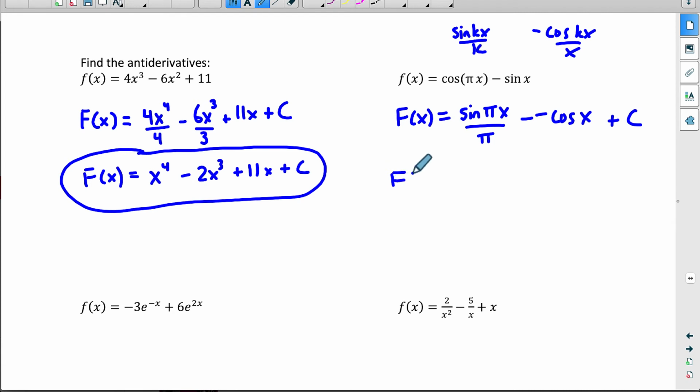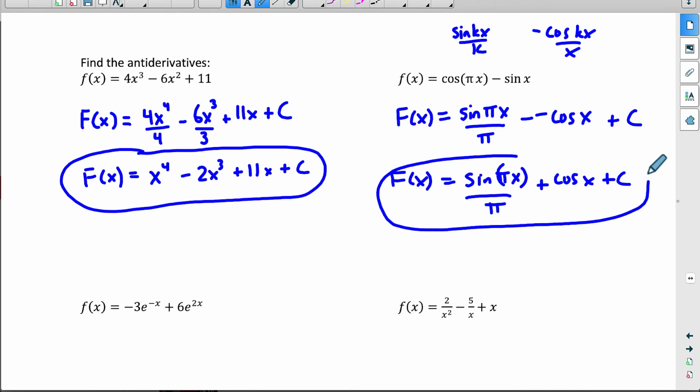Now we simplify. There's nothing you can do here: sine pi x, probably put that in brackets actually, over pi. Sorry, it doesn't look so good. And the only thing that changes is that this becomes a plus. And we're done.